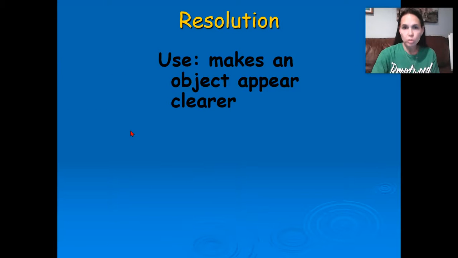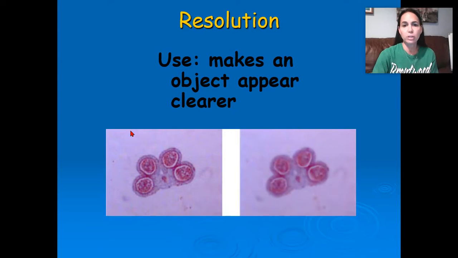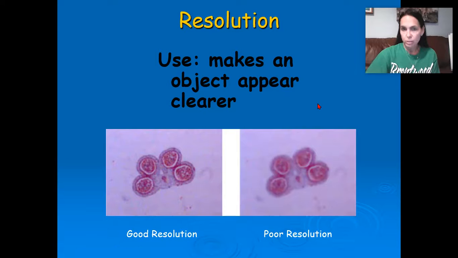The last thing in the notes is called resolution, and it's used to make an object clearer. You could see in this picture that the picture on the left clearly has better resolution than the picture on the right. It's called resolving power or resolution.